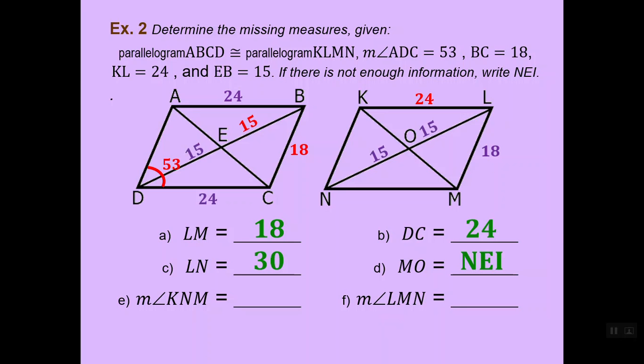The measure of angle KNM corresponds to ADC, so I can fill that in as 53. And then angle LMN. Well, we don't know that directly, but we can use our information about a quadrilateral to add up all the angle measures. If N is 53, then L is 53. We can add those together, subtract from 360 and divide in half, and get that LMN is 127. If you're not sure about what I just did, please go back and re-watch the previous video.